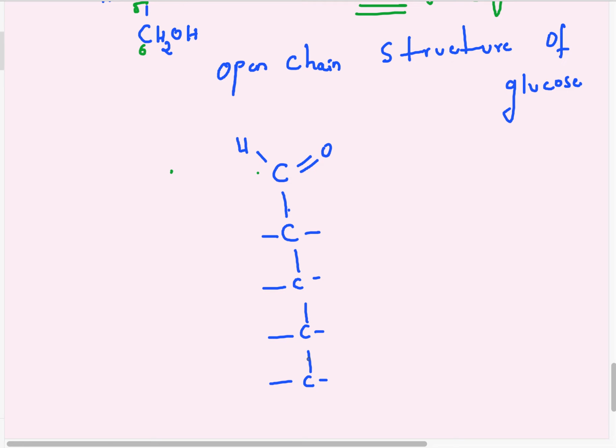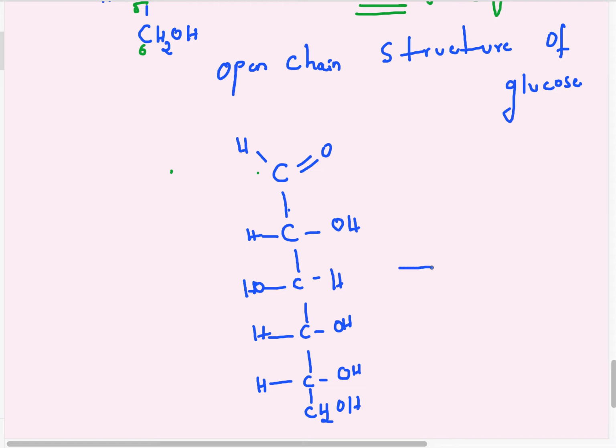One, 2, 3, 4, 5. This is the sixth carbon, right? Okay, we'll draw the structures. First, glucose. What is the second carbon? OH on this side. Third carbon, OH on this side. Fourth carbon here, and fifth carbon also here. This is the open chain structure. Once again, I have drawn it here to understand more.